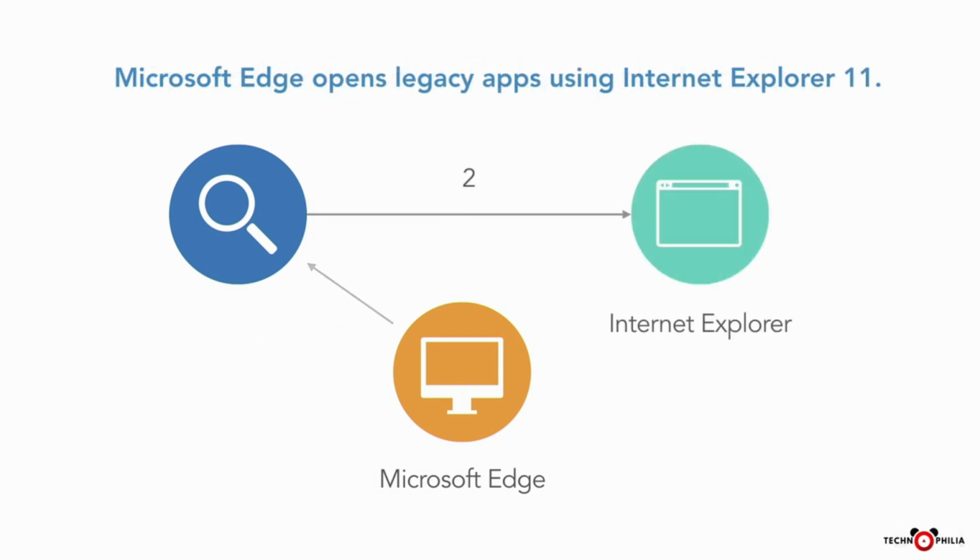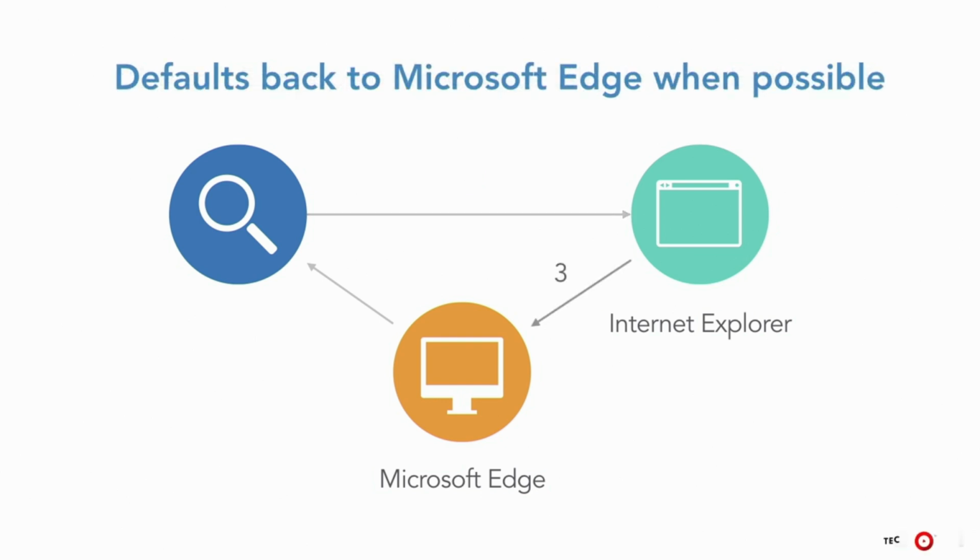If the website URL is found in the site list, then Microsoft Edge will automatically open this website in the corresponding browser. This could be Internet Explorer 11. Then, if the user opens a different website or web app in Internet Explorer, they'll be automatically redirected back to Microsoft Edge. In this way, Internet Explorer Enterprise Mode offers three main features.